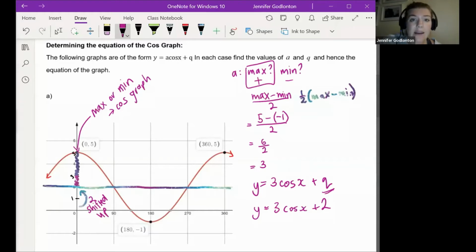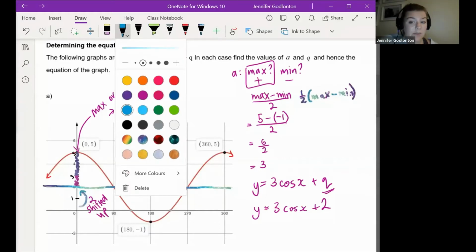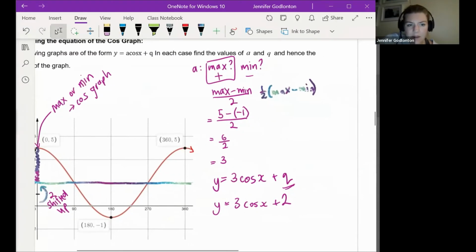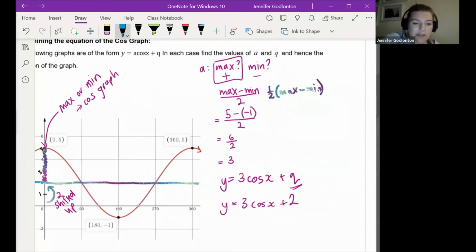Okay, another way you could do this is you could substitute points in. For example, if we're looking for what Q is, we could substitute any of these values in. Let me just move a little bit to the side. Let's say I wanted to sub in 180 and -1. Remember, that's X and that's Y. I could say -1 is equal to 3 cos 180 plus Q.